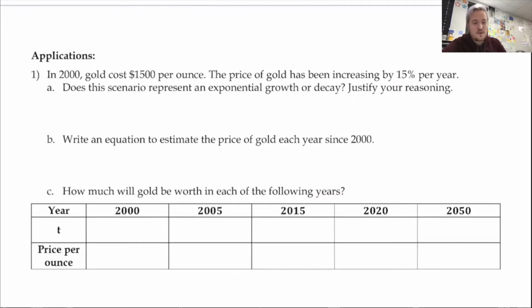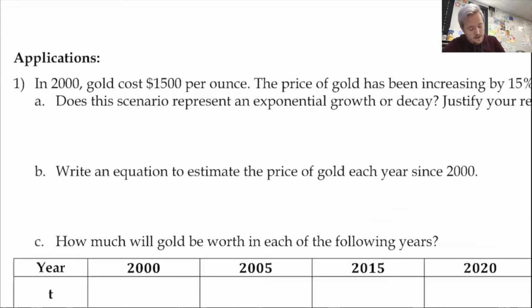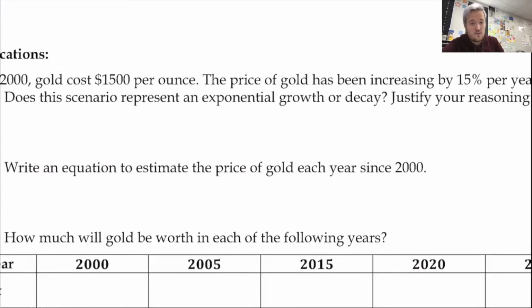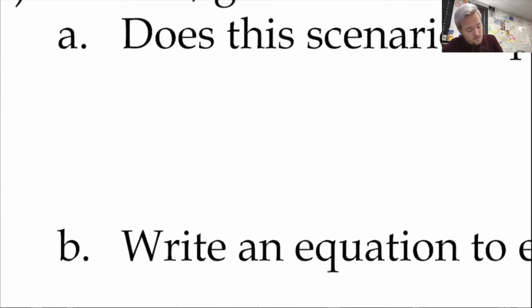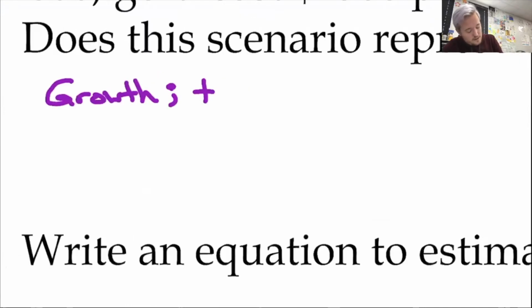All right, so starting off in the year 2000, gold costs $1,500 per ounce. The price of gold has been increasing by 15% per year. So we want to determine, is this going to be an exponential growth or an exponential decay? And then you also have to justify it. Keep in mind, it's increasing by 15%. So that's going to tell you it's going to be a growth. So the price is increasing.